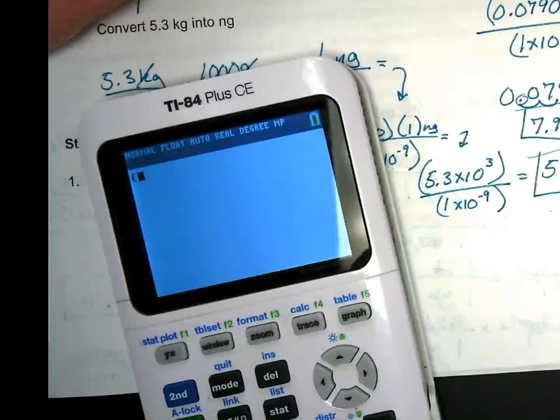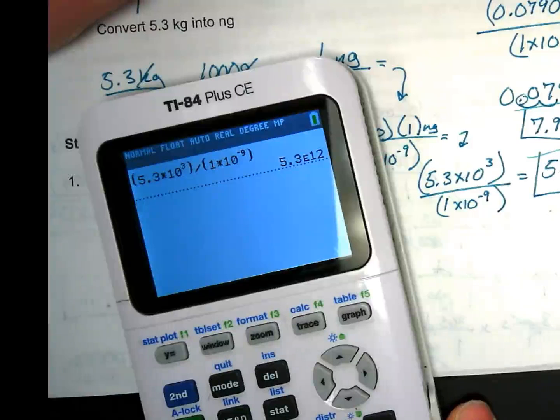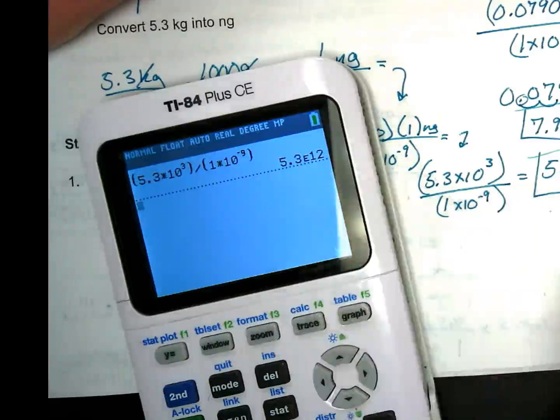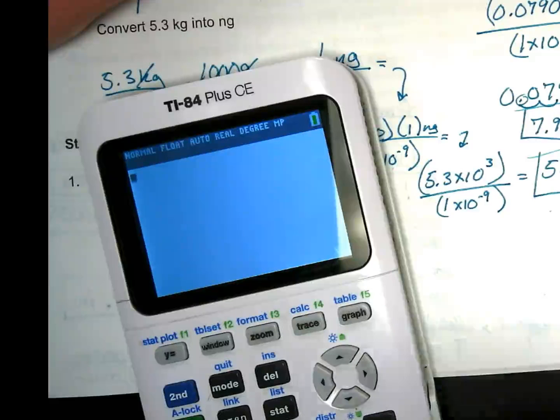And just to prove it to you on my calculator here, 5.3 times 10 to the 3rd power divided by 1 times 10 to the negative 9th power. There we have it. In this case, it does give you the right answer because it's 2 sig figs. We started with 2 sig figs. That's fine. And this is probably a good moment to note the limitations of calculators.